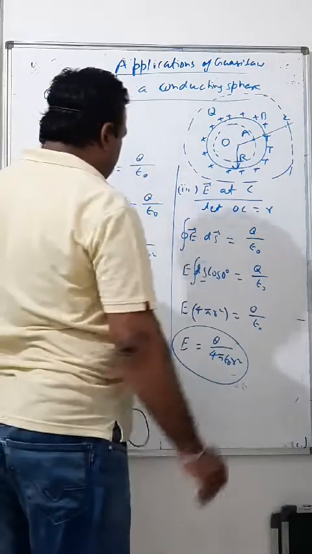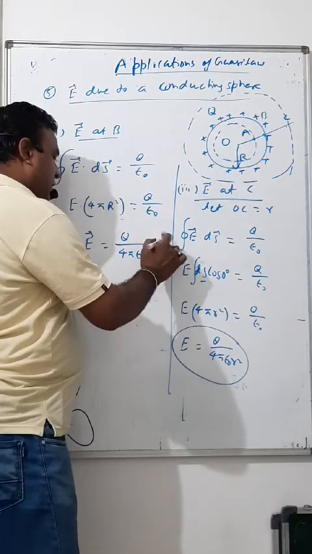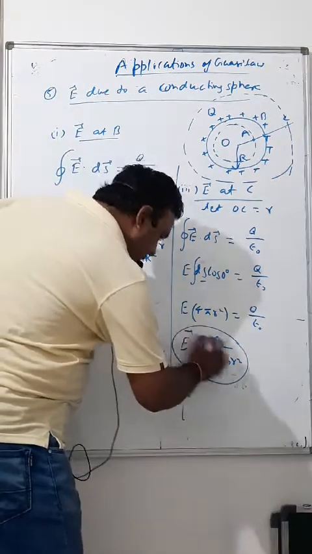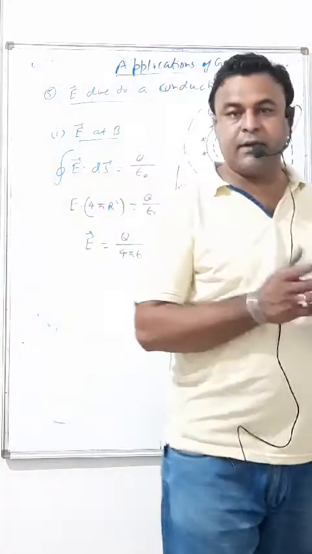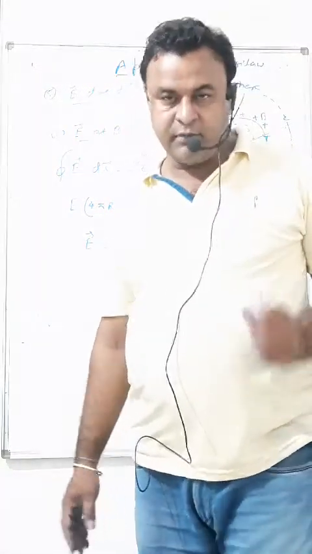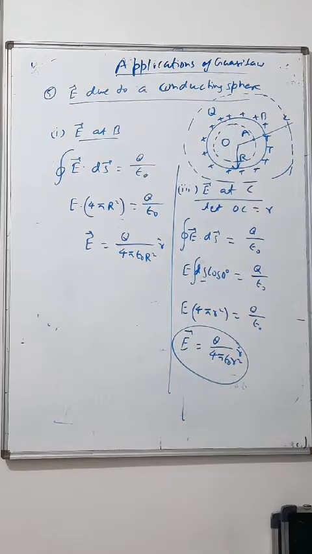In vector form I write here, it will be in this radial direction, I say r cap. Here also it will become r cap. Right? This is about the metallic sphere. These are the derivations given in your NCERT syllabus, and these are the applications of Gauss theorem.